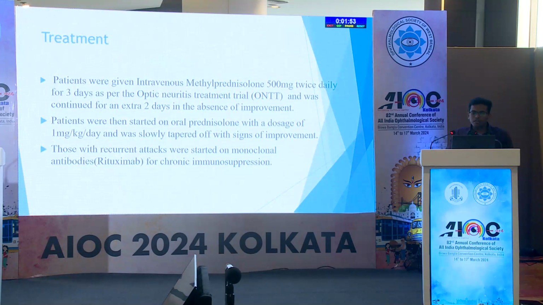So treatment was started with IV methylprednisolone 500 mg twice daily for 3 days as per the optic neuritis treatment trial, and was continued for an extra 2 days in the absence of improvement. The patients were then started on oral prednisolone with a dosage of 1 milligram per kg per day and was slowly tapered off with signs of improvement. And those with recurrent attacks were started on monoclonal antibodies for chronic immunosuppression.